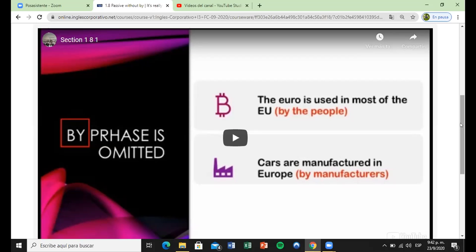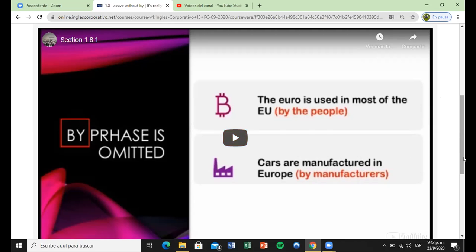The euro is used. This is passive. Why? Because the euro is money, and money cannot do actions, but the money can be used. So that's why we have the verb to be and the past participle. Now, it's not necessary, but if we want, we can add: the euro is used in most of the European Union. And this in the red is extra information, by the people.